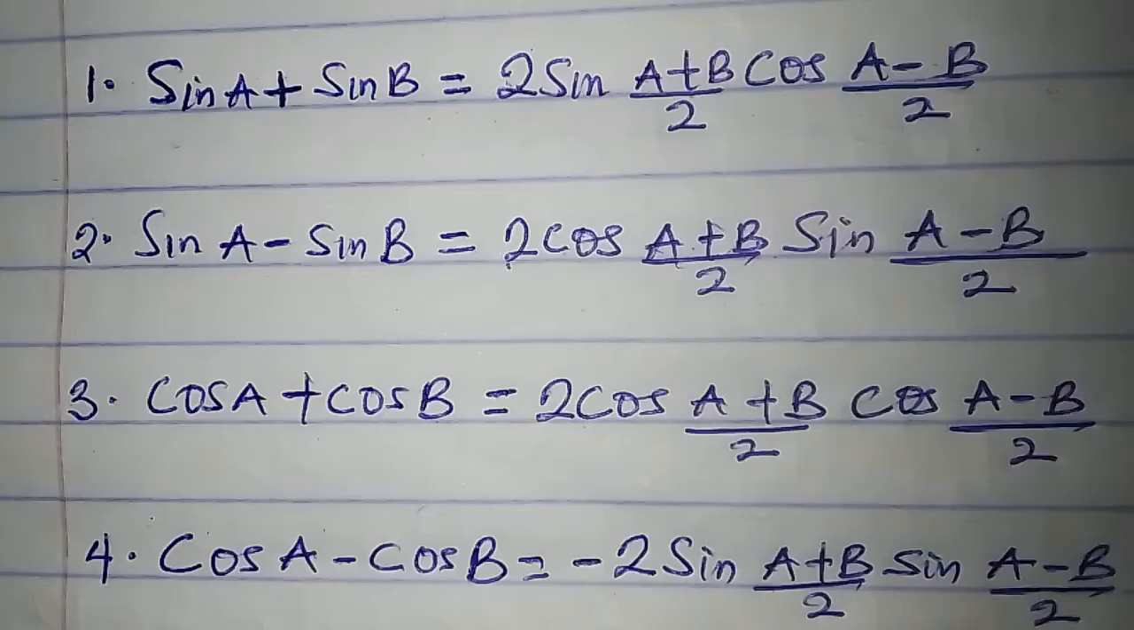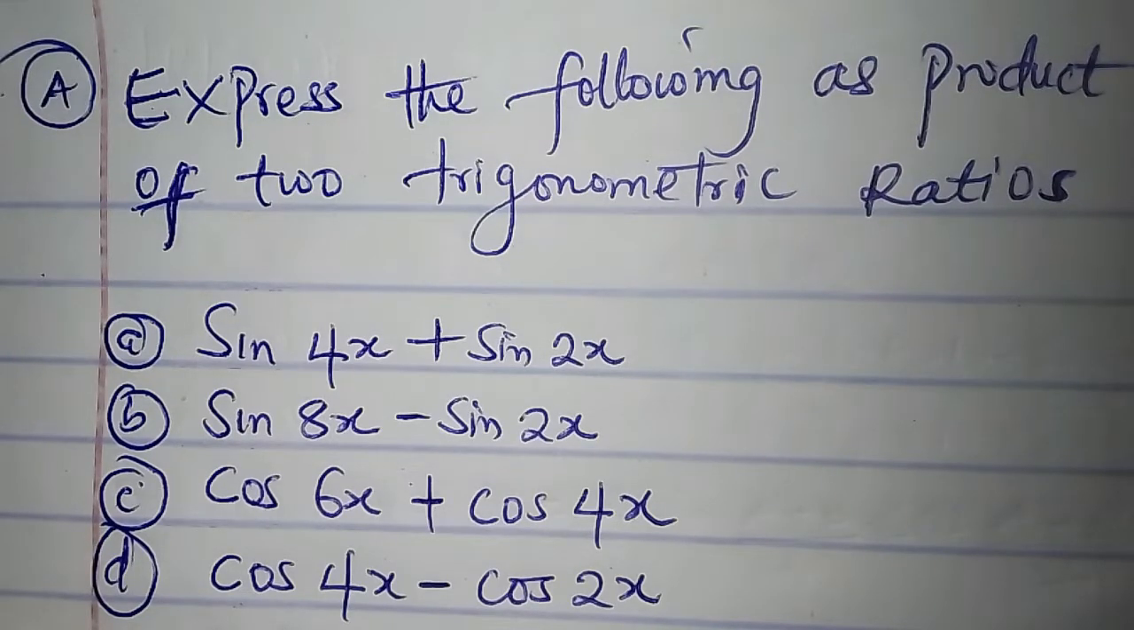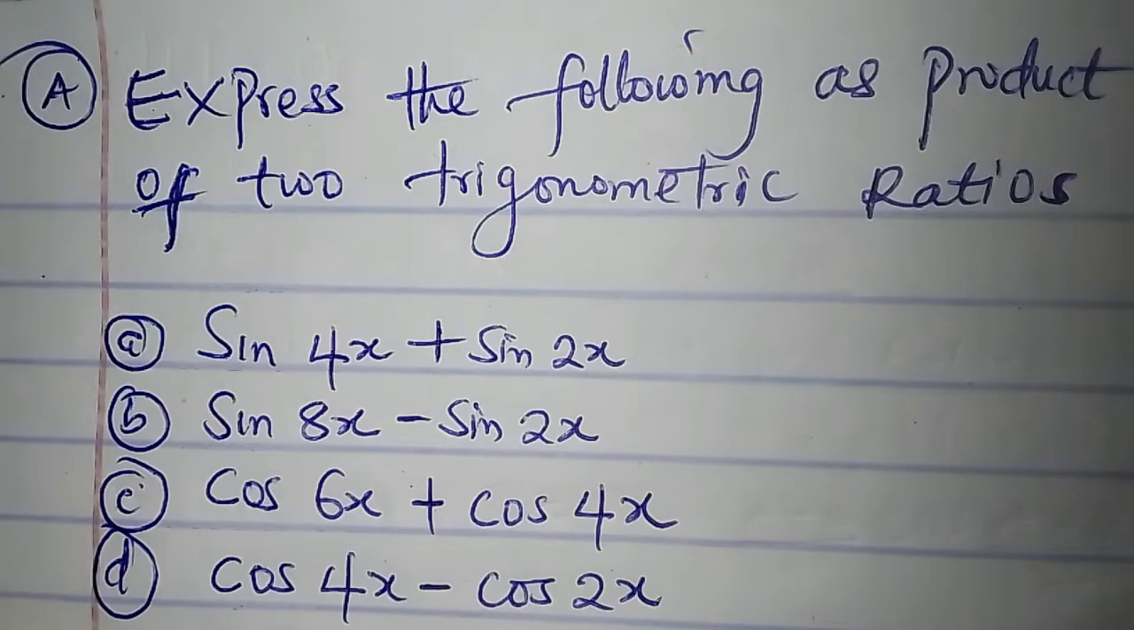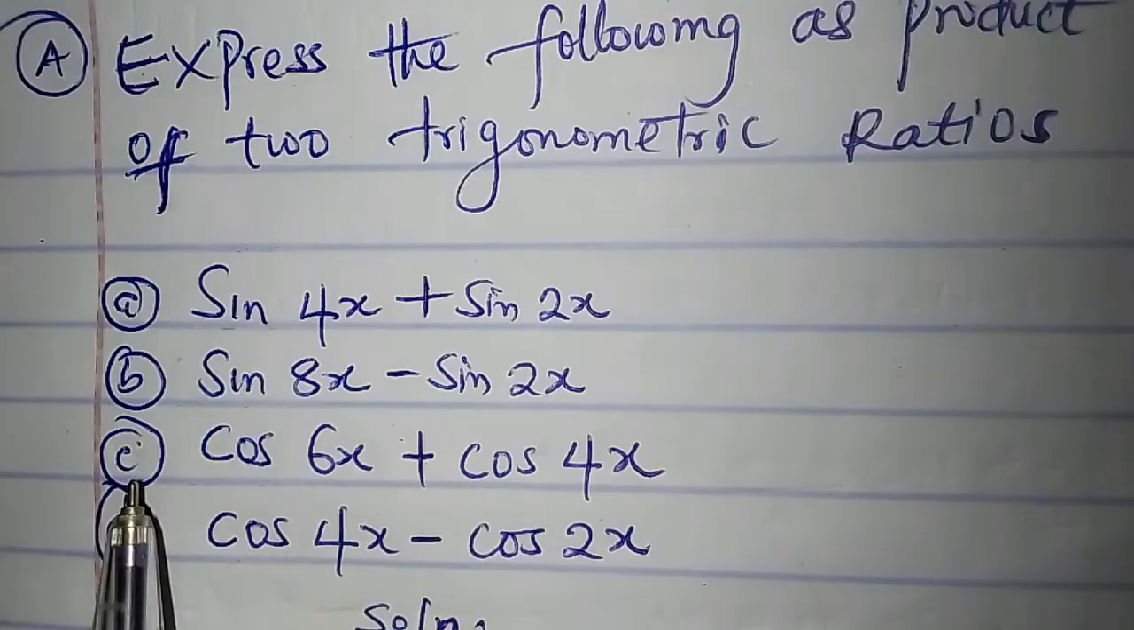So let's apply them. Alright, watch this video to the end. I'll be solving two sets of questions. The first set of questions I have here is sum to product. The next set of questions will be product to sum. You don't have to miss it, just watch it till the end. Alright? I want to express the following as products of two trigonometrical ratios.